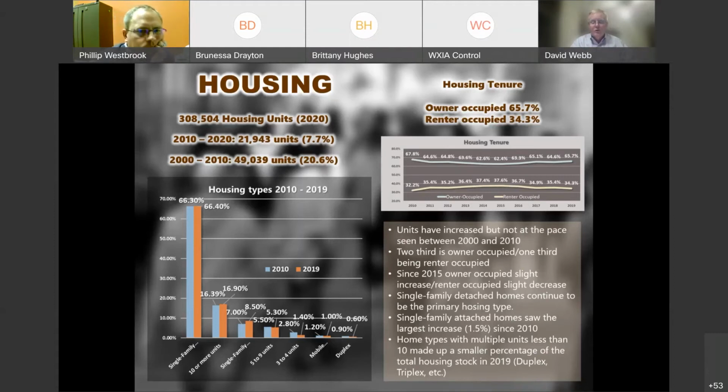Home types with multiple units, less than 10, make up a smaller percentage of the total housing stock in 2019. However, those of you who are following our current trends in planning and zoning applications will see that there are many applications for multifamily dwellings. In fact, in one month in 2021, we saw applications for over 1,000 multifamily units. Not saying that they are approved in any way. Many of them are still moving through different processes and in different stages, but there tends to be high interest in development of housing of different types in Cobb County. Next slide.